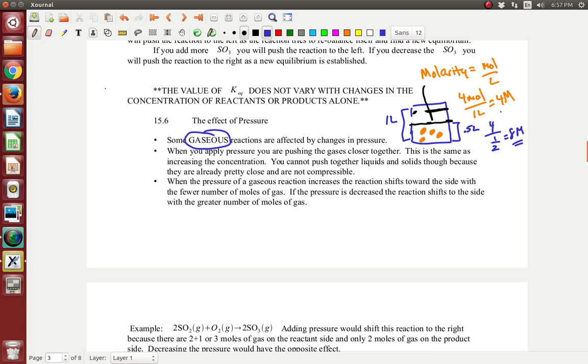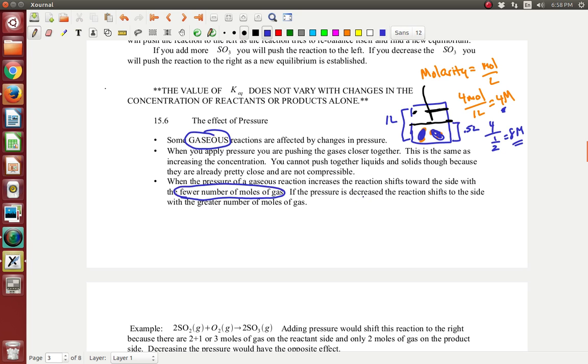So if I want the concentration to stay 4 molar, then I need to kind of join these up and make only 2 moles of gas in here. So what I'm really trying to help you see is that it wants to keep the concentration fairly stable. And so when you add pressure to a gaseous reaction, it's always going to shift towards the side where there are fewer moles of gas.